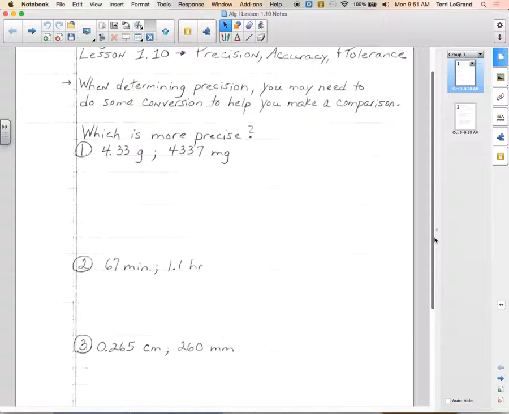Okay, so here's a couple of them. Which one do you think is more precise? The 4 33/100 grams or the 4,337 milligrams? Aaron, what do you think? Milligrams. Milligrams, why? Because there's 1,000 milligrams in a gram. Okay, I agree with that. How does that still make it more precise?